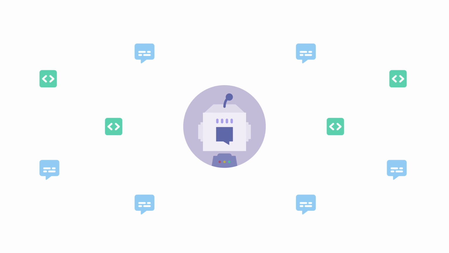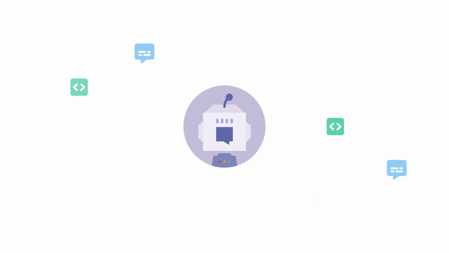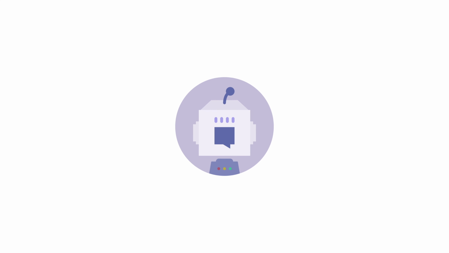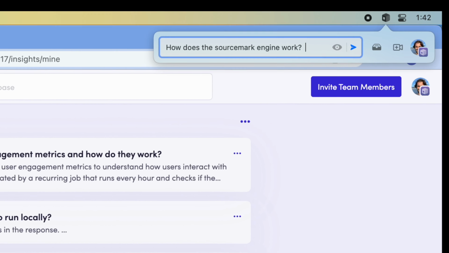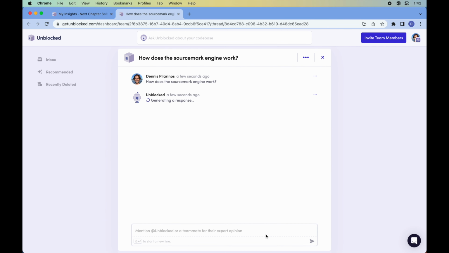Think of Unblocked as a virtual member of your team that is aware of every change that was ever made for every part of your codebase. Let me show you how that works. I'm going to ask Unblocked about a core part of our system architecture, the source mark system. Imagine I'm new to this part of the codebase and need to understand how the source mark engine works before I can make a change.